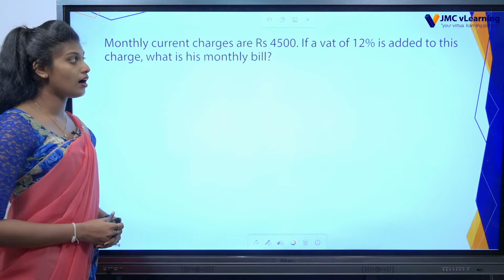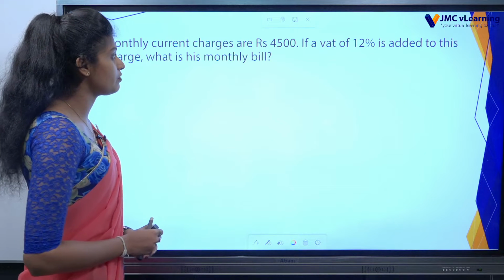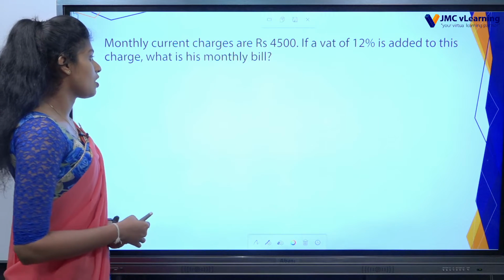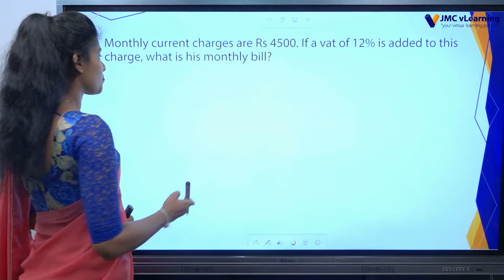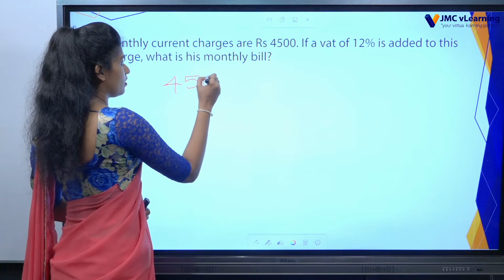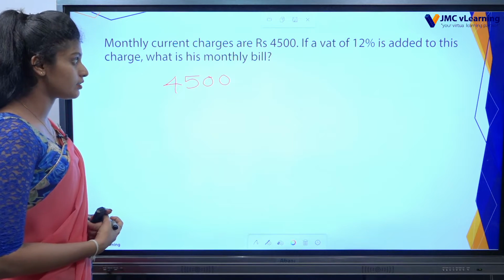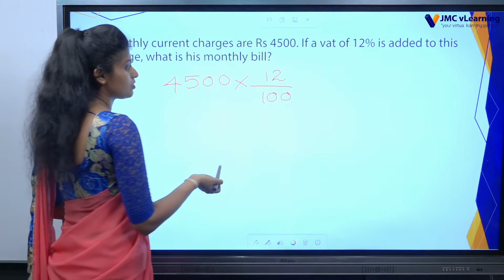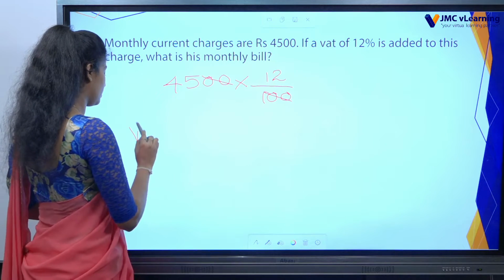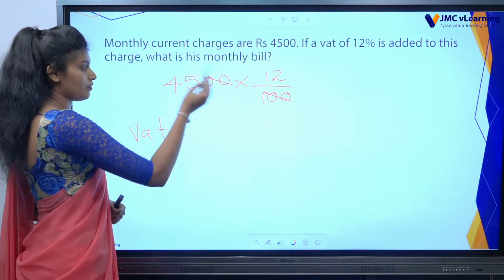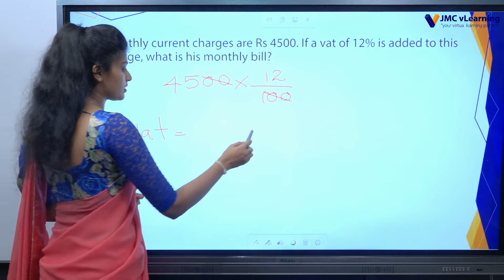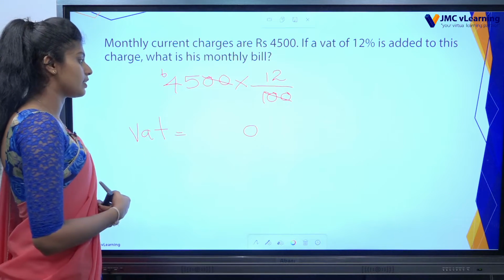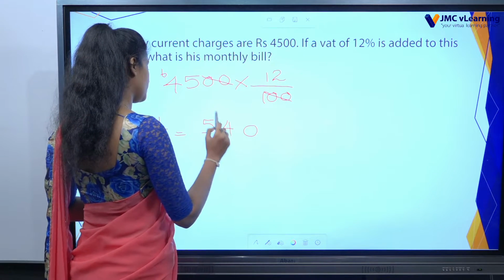Monthly current charges are 4,500 rupees. If a VAT of 12% is added to this charge, what is his monthly bill? Then the charge 4,500, then VAT added how much? 12%. So, how much is the VAT? Let's find the VAT. Have to multiply it by 12. 12 into 5, 60. Put 0, 6 left. 12 into 4, 48. 48 add 6. Answer is 54.